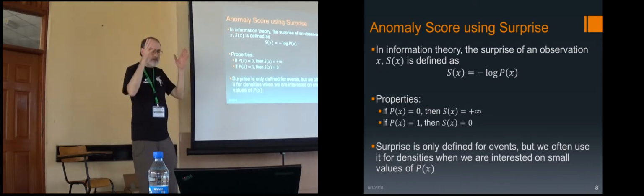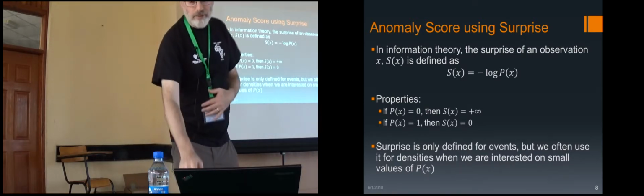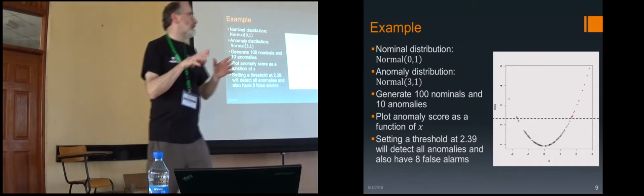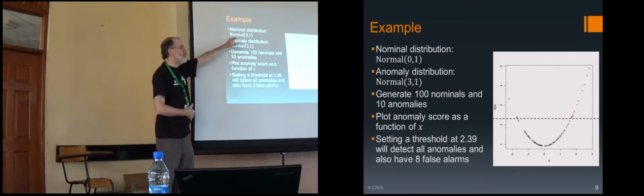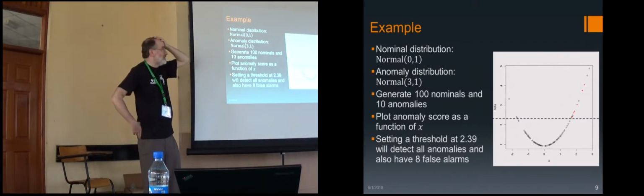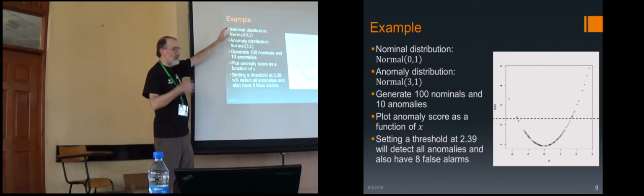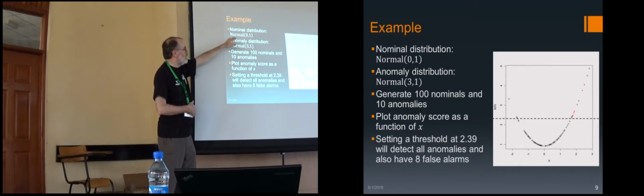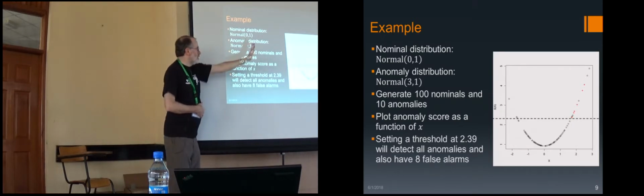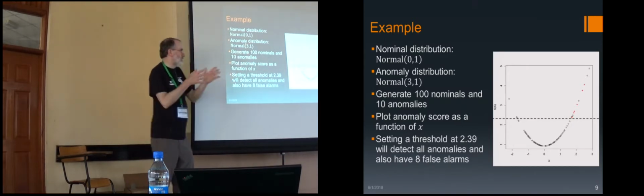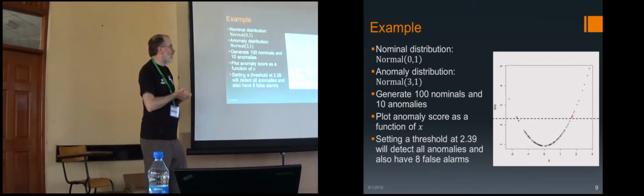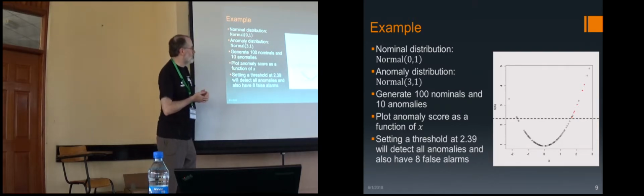So the idea would be to score points. For example, I generated a bunch of data from a normal distribution. Sometimes I'll use the word nominal, but that will be the normal data. I generated nominal data from a standard normal distribution, and my anomalies I generated from a distribution whose mean is at 3, but has the same variance. And so I have 100 nominal points and 10 anomaly points.